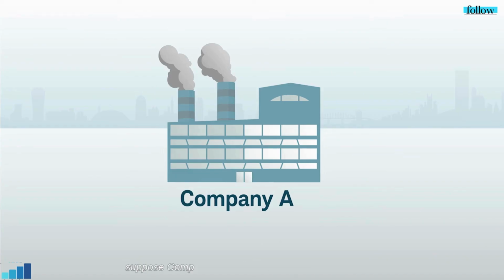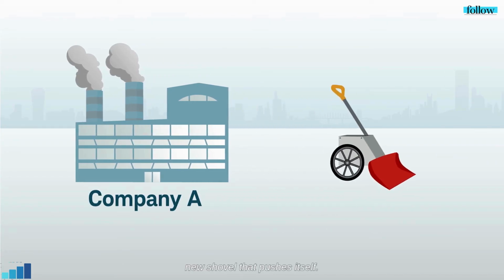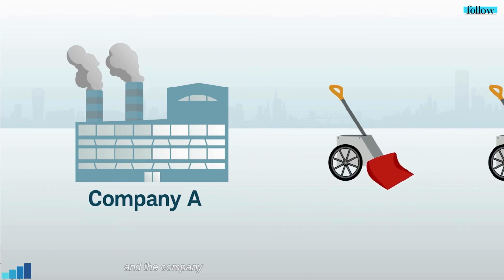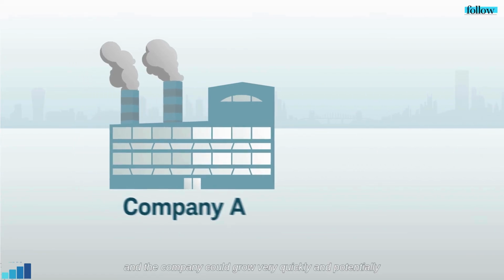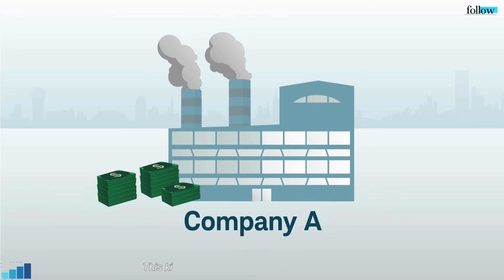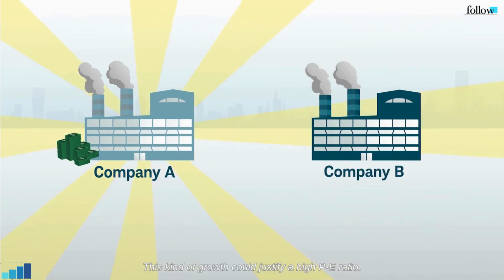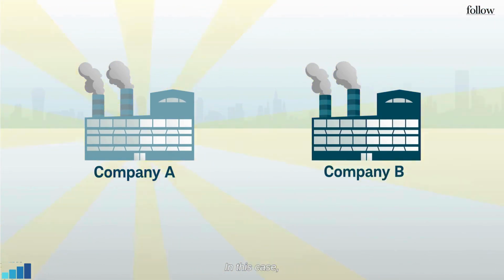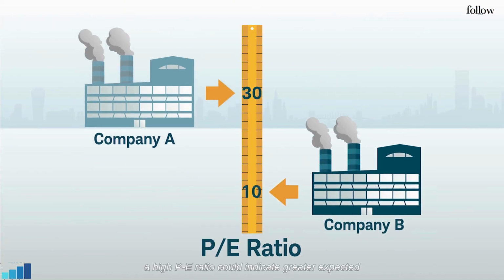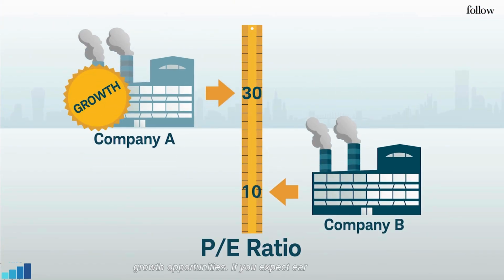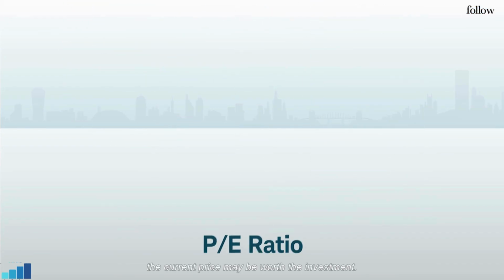For example, suppose Company A is doing well because it invented a new shovel that pushes itself. This new technology could increase demand for its shovels, and the company could grow very quickly and potentially increase earnings. This kind of growth could justify a high P/E ratio. In this case, a high P/E ratio could indicate greater expected growth opportunities. If you expect earnings to grow, the current price may be worth the investment.